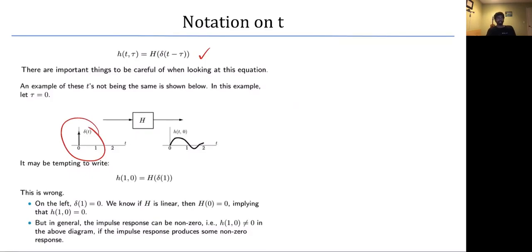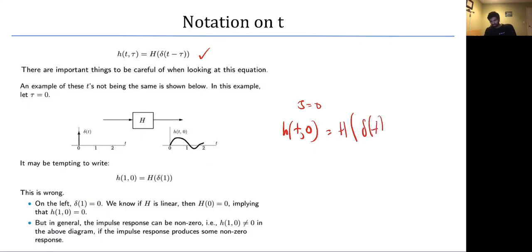Okay. Now, if that goes into my input, I might get, as the output, a system that looks like this. This is my output system. Now, it may be tempting to write down something like h of 1, 0 equals h of delta, 1. Remember that if tau equals zero, then it's mathematically very tempting to write down h of t, 0 equals capital H of delta of t.